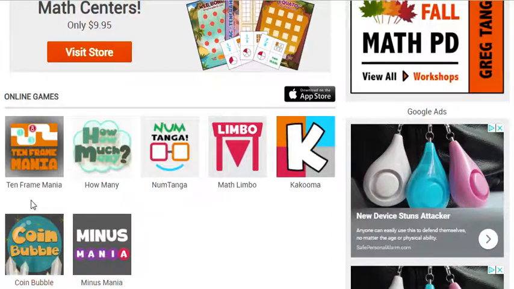The last game that I'm going to show you today is a game called Coin Bubble, which is a little bit of a mixture of some of the other games I've showed you today. We're taking a little bit of how much, how many, and some efficient grouping strategies. We're looking at a little bit like 10 Frame Mania, where we're going to fill in to create a certain amount. And the same with Numtango, where we are seeing some of those conversions and trading in something else to equal or match another thing. So let's go and look at Coin Bubble.